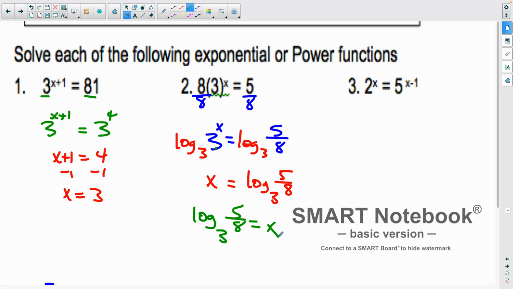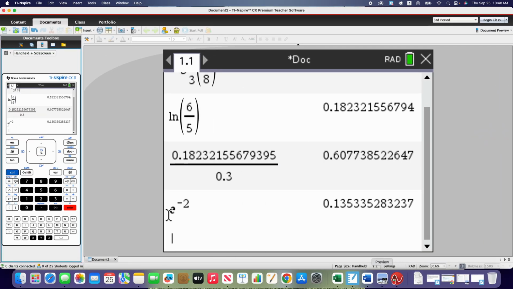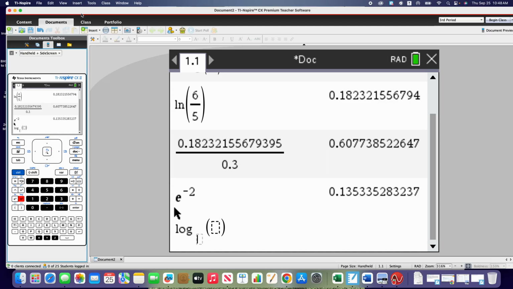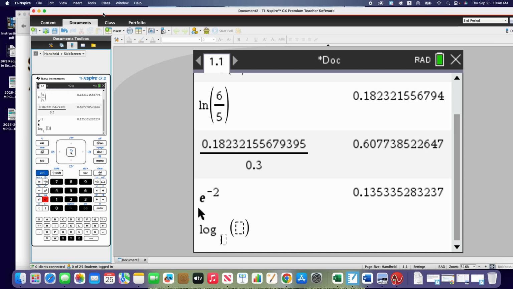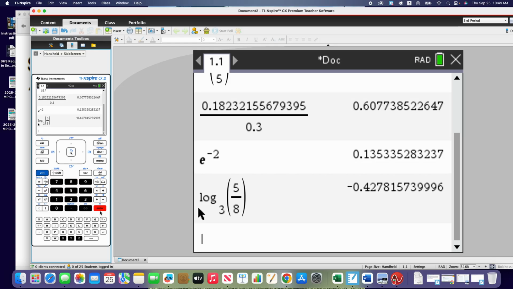So I'm going to go to my calculator. I'm going to plug that in. I'm going to go control log, control 10 to the x. I'm going to put my 3 there. I'm going to put my 5 divided by 8 there. That's my 5/8. I'm going to hit enter. That's my answer. So my exponent is negative 0.428.